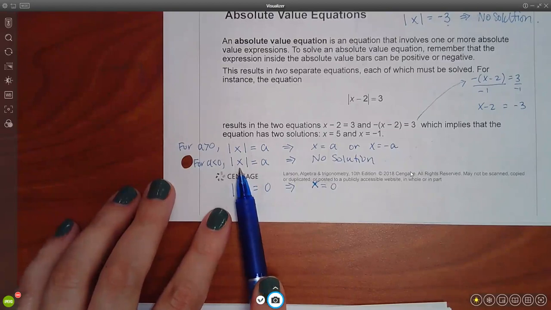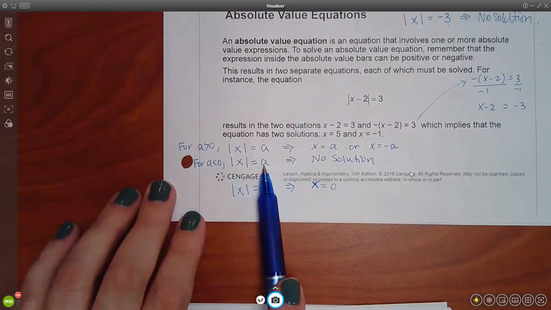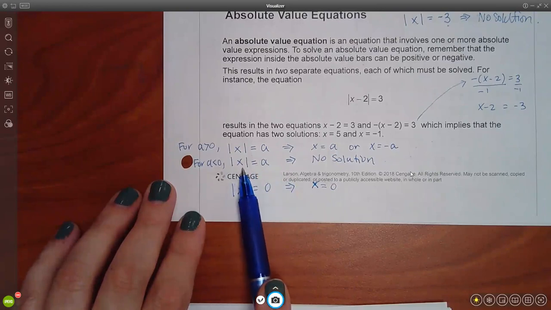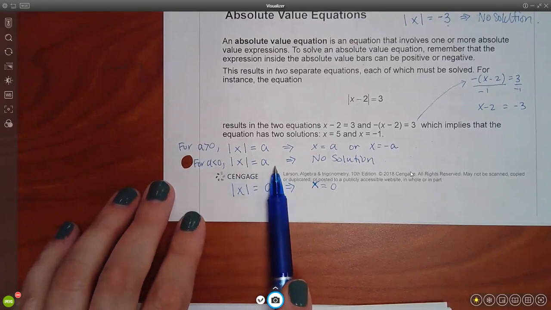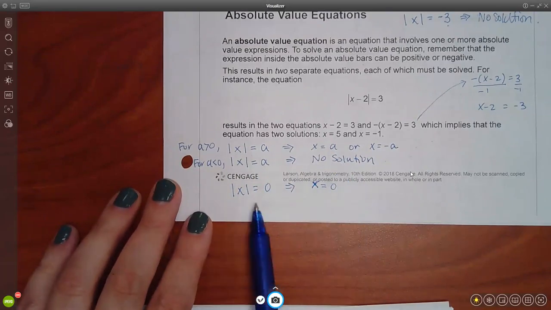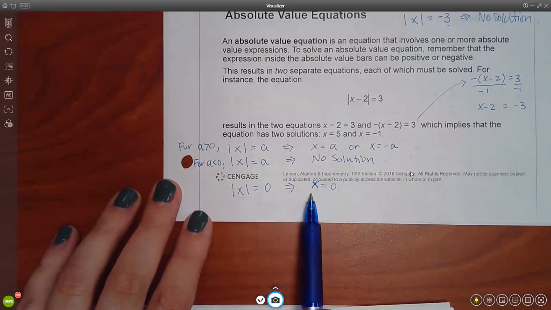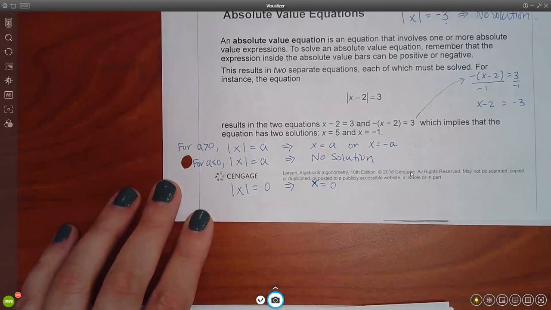Here, if the A is a negative, that means I have a negative number over here, and we already know that absolute values cannot equal negative numbers, okay? And so that would be the case where there's no solution. And then the last case is the one we talked about where there's only one answer. If you have an expression inside the bars, all you need to do is set that expression equal to 0 and solve it, and that's the only solution that you'll have, because there's no such thing as positive and -0, right? You'll get the same answer twice.